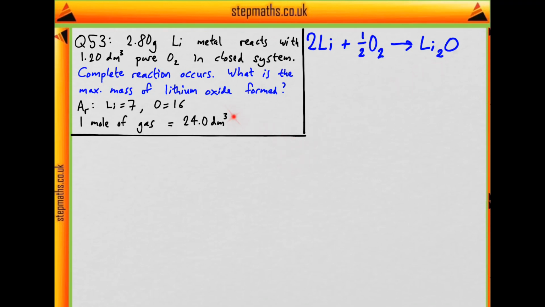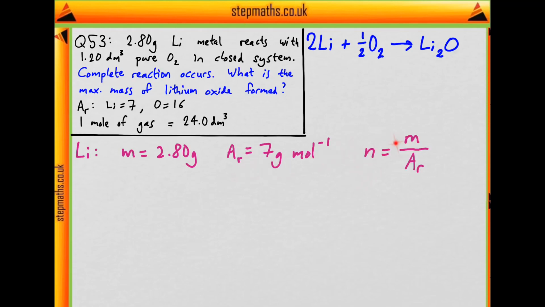Now where should we go? Well, we need the mass of lithium oxide that's formed. So let's try and work out the amounts of lithium and oxygen that we have. So starting with lithium, how much do we have? We're given that the mass is 2.8 grams and that the relative atomic mass is 7 grams. So how do we work out how much there is?